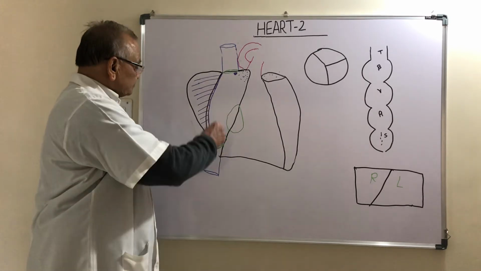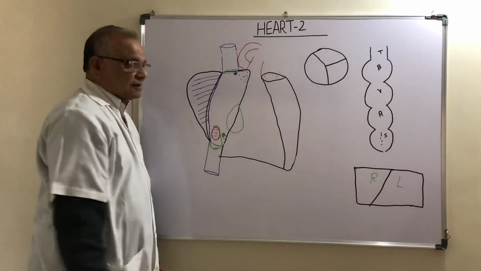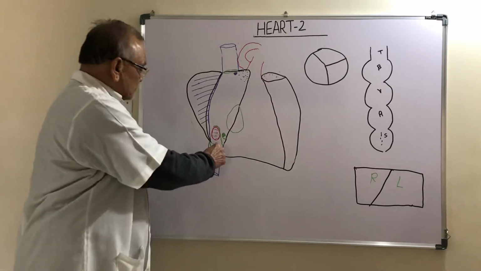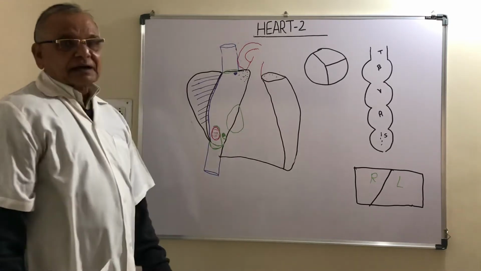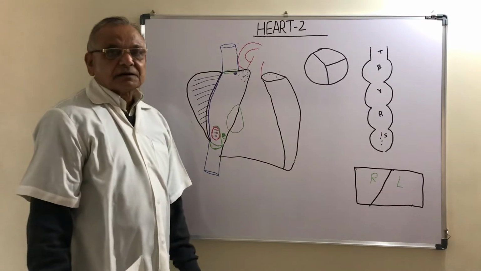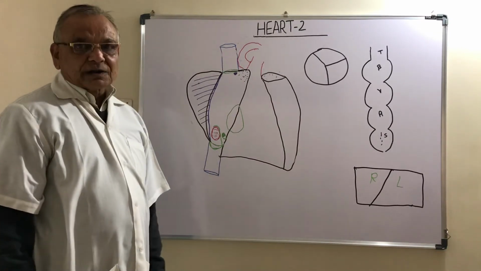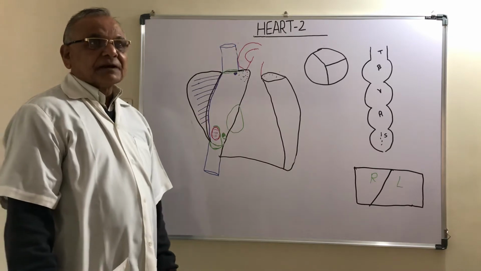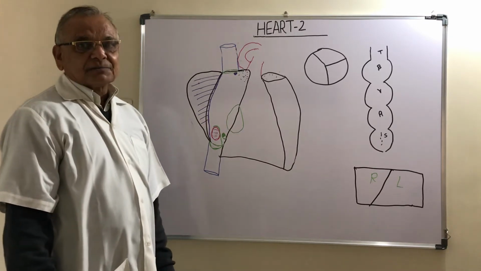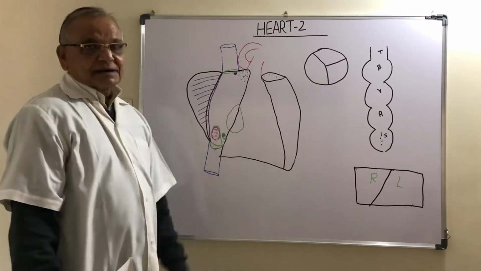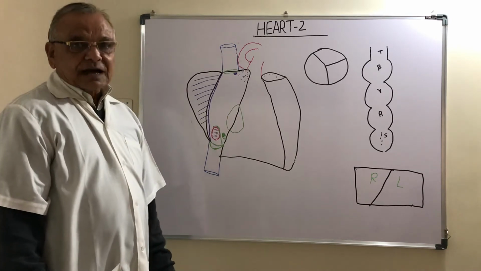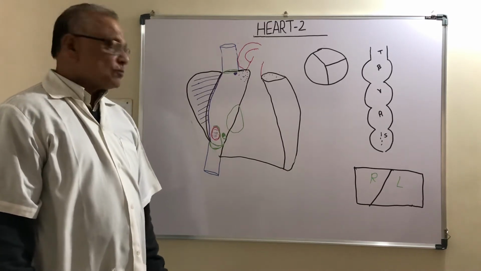Now, in the lower part, this is the inferior vena cava, and the inferior vena cava carries venous blood from the abdomen and the lower limb. We can say that the inferior vena cava carries deoxygenated blood to the right atrium from below the diaphragm, from the abdomen and from the lower limb.